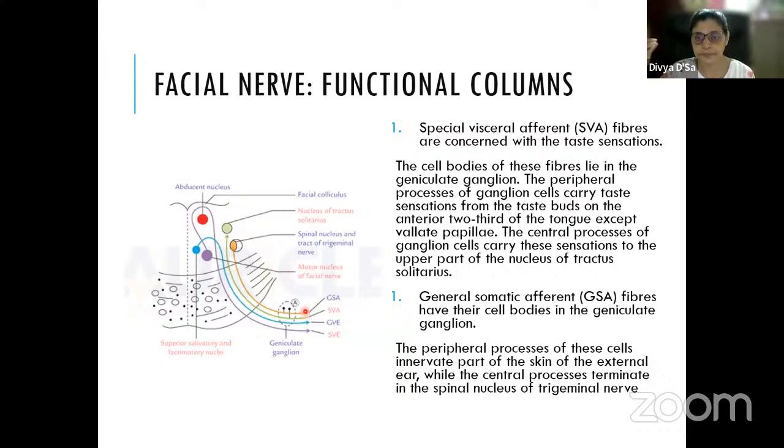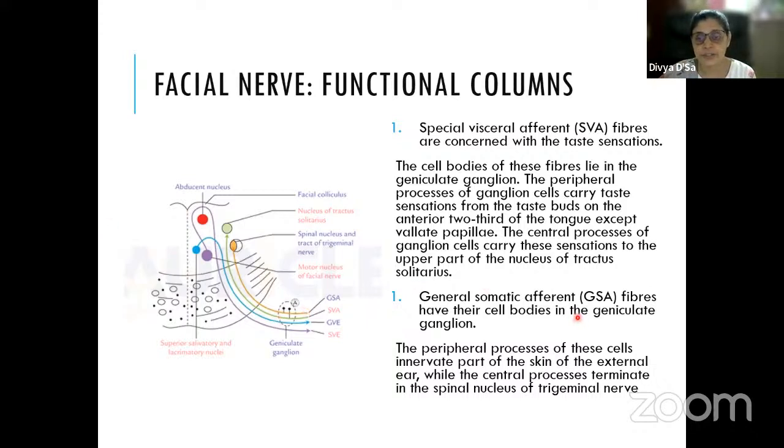So the peripheral process, its sensations, they are coming back, right? They carry the taste sensations from the anterior 2/3 of the tongue, except for the circumvallate papillae, because they are supplied by the glossopharyngeal. And they go to the upper part of the nucleus of tractus solitarius. And the central process from these ganglion cells, the cell body is located in the geniculate ganglion. So the peripheral fibers are bringing it there, and from there the central process will take it to the nucleus tractus solitarius.